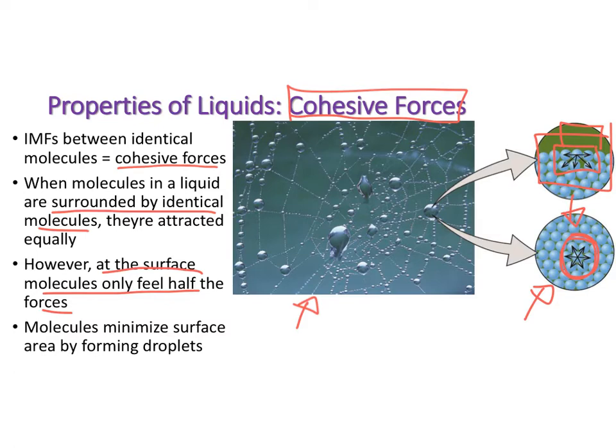So what happens is that molecules will minimize the surface area by forming droplets. They want the least amount of surface area possible so that they can have more cohesive forces between them. So that's what happens whenever you see droplets. It's the fact that molecules are doing that on purpose to minimize surface area.